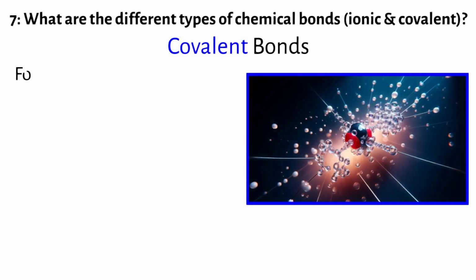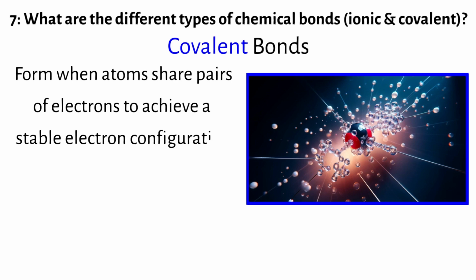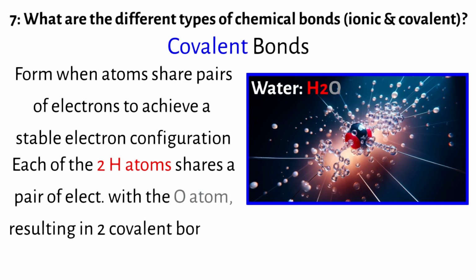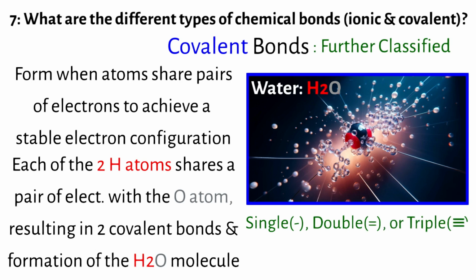Covalent bonds form when atoms share pairs of electrons to achieve a stable electron configuration. For example, with water, H2O, each of the 2 hydrogen atoms shares a pair of electrons with the central oxygen atom, resulting in 2 covalent bonds and the formation of the H2O molecule. Covalent bonds can be further categorized as single, double, or triple bonds based on the number of electron pairs shared.